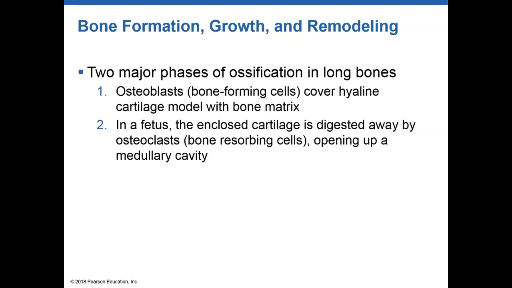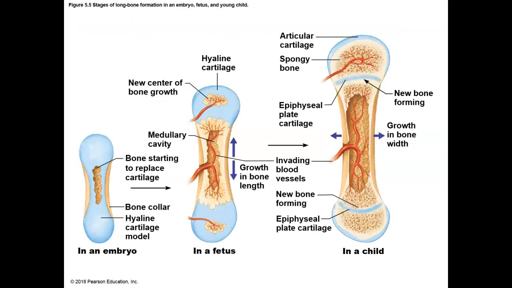And then once we have the entire area overtaken by bone, then osteoclasts in the middle of that bone are going to break away that middle cartilage region, forming that medullary cavity. Bone is heavier than cartilage. If our bone was completely solid, we wouldn't have the ability to move our body the way we do. And so here we have that embryo where we have just that cartilage model. And then during development, we have bone forming around the edges.